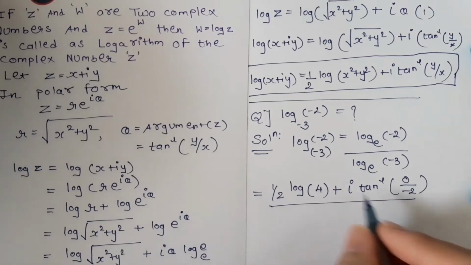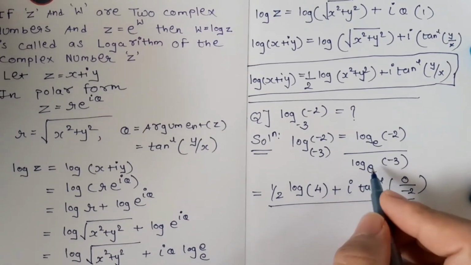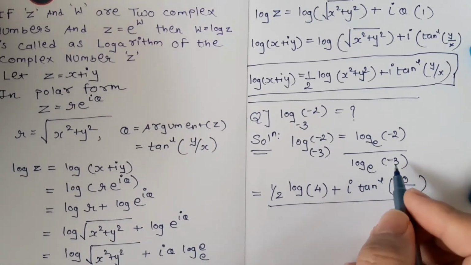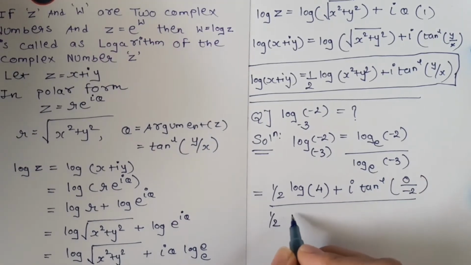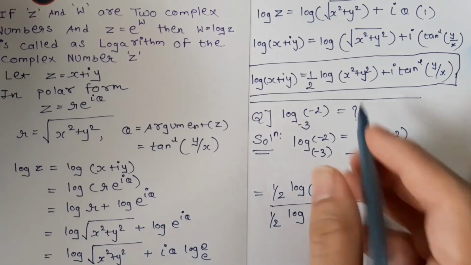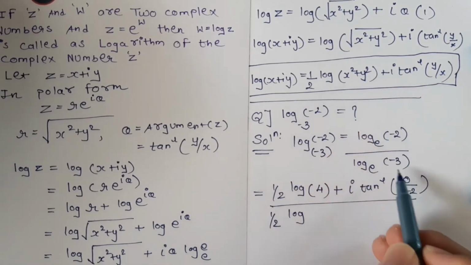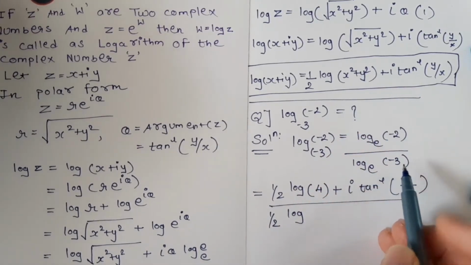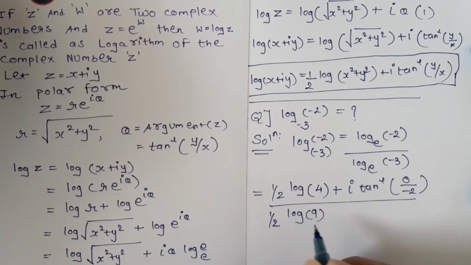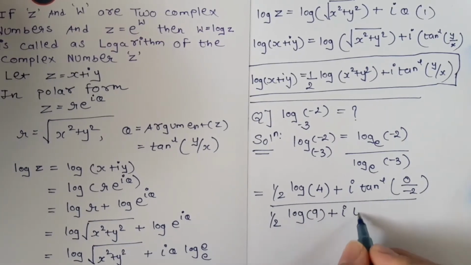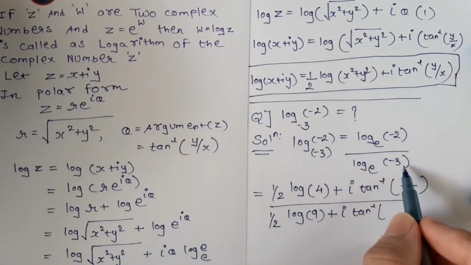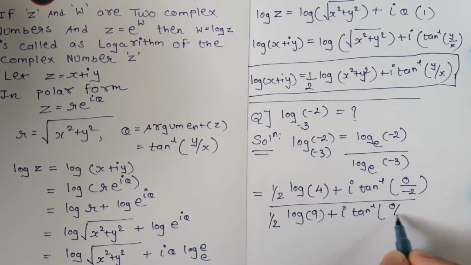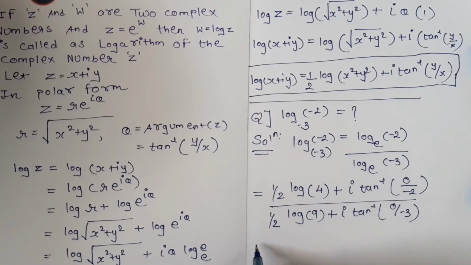Okay. Now we will expand this term, log of minus 3 to the base e. So it is 1 by 2 into log of x square plus y square. But here we have only the real part, so minus 3 the whole square will be 9, plus i into tan inverse of y by x. Y is the imaginary part. Here we don't have the imaginary part, so we will write 0, 0 by minus 3. Okay.